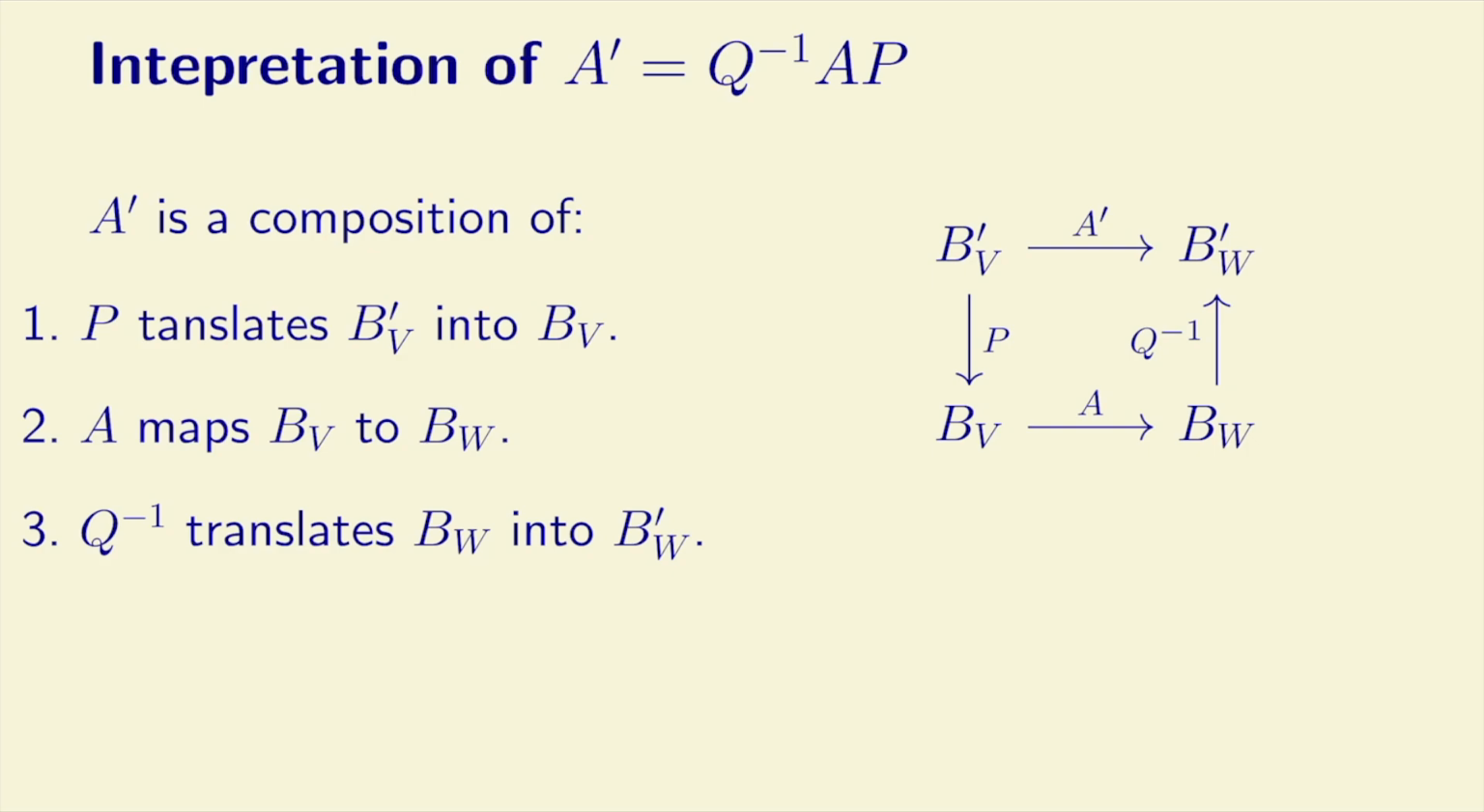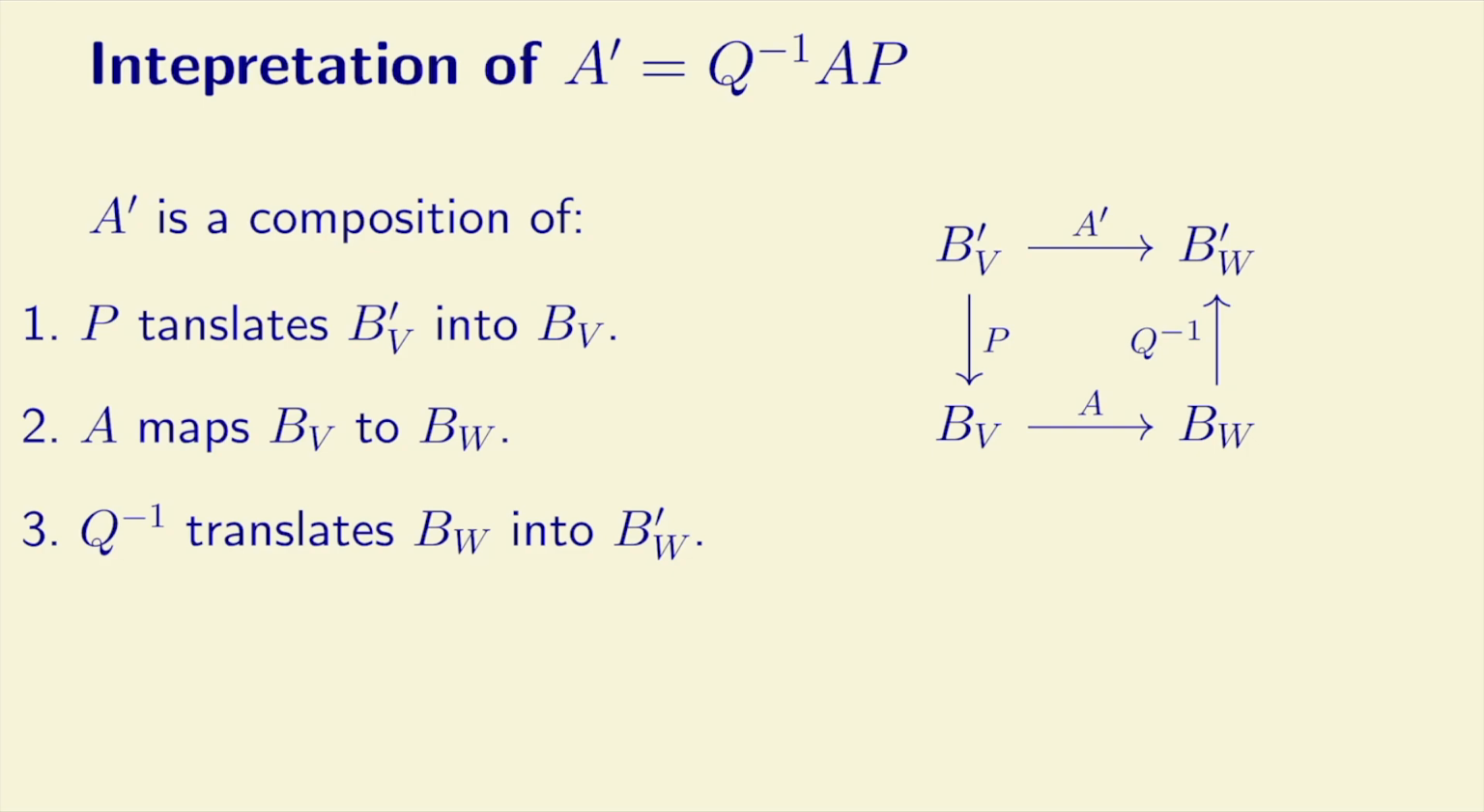Let's look at the diagram. We start with a vector in the new basis for V, B'V. P takes that vector and gives us its coordinates in the old basis, BV. Then we use the old matrix A to map it to the old basis for W, BW. Now we want to express that result in the new basis for W, B'W. We know that Q takes vectors in B'W and gives us their coordinates in BW. So to go the other way from BW to B'W, we have to use the inverse, Q inverse. That makes perfect sense. The P matrix gets us to the old bases, A does the actual work, and the Q inverse matrix gets us to the new bases.